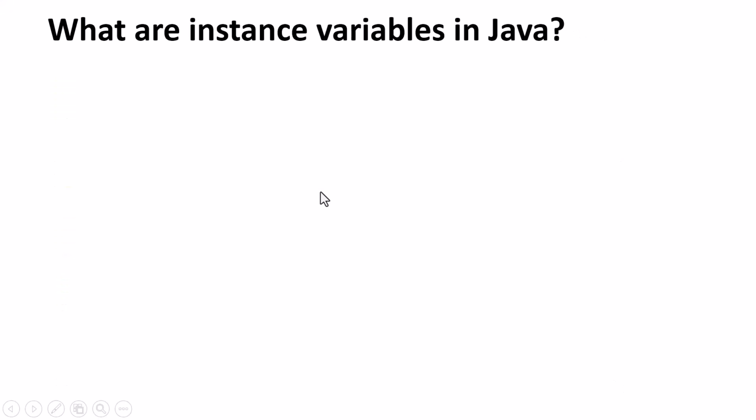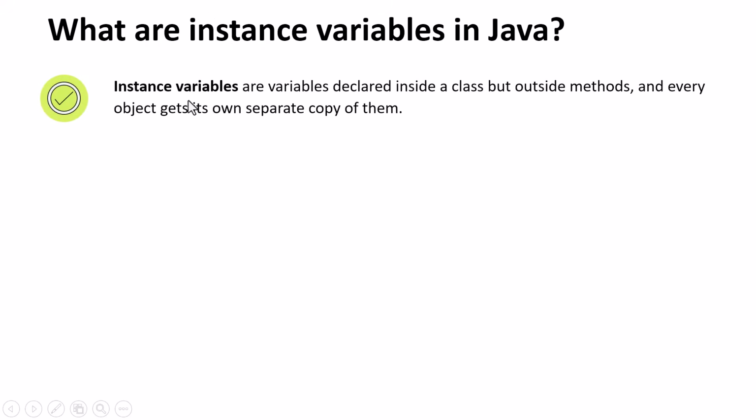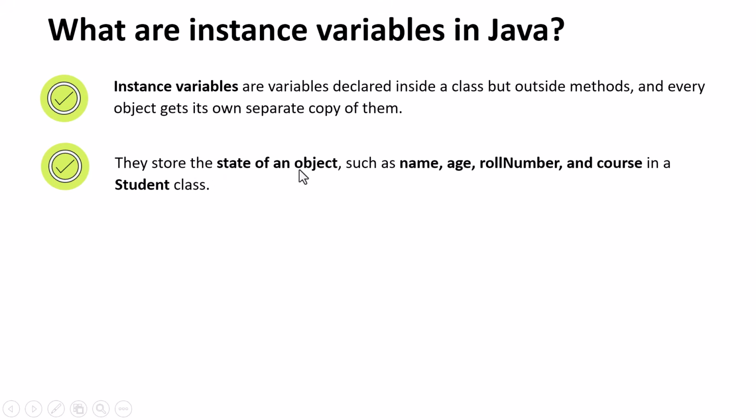Next question. What are instance variables in Java? Instance variables are variables that belong to an object. They are declared inside a class but outside methods, constructors, and blocks, and every object gets its own copy of these variables. This means instance variables store the state of an object. For example, in a student class, instance variables can be name, age, roll number, and course, because every student object can have different values for these fields.